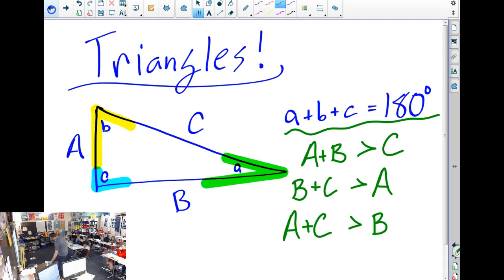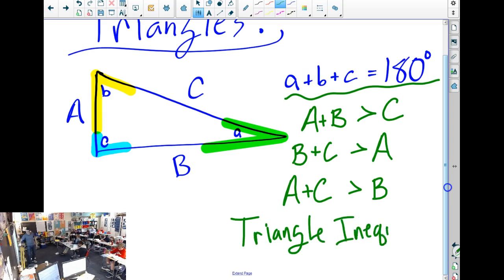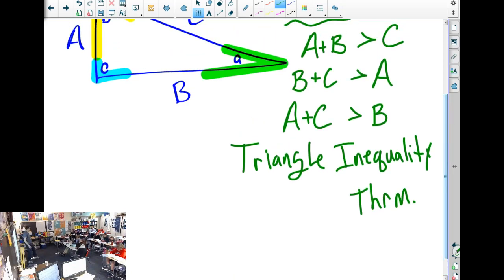This is what we call, and I'm only giving you the vocab in case the test brings up the vocab, the triangle inequality theorem, and we can abbreviate theorem. I don't think we've used this a lot this year. In math, we often abbreviate theorem, THRM, because we've all kind of agreed that theorem can be abbreviated.